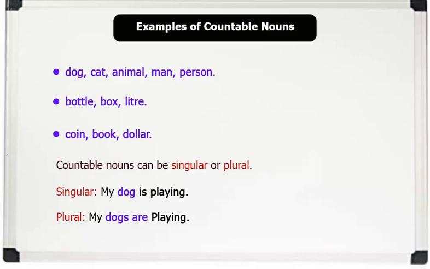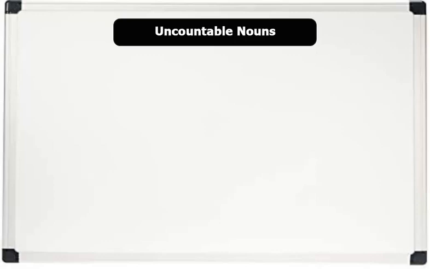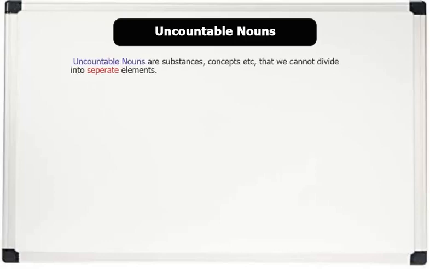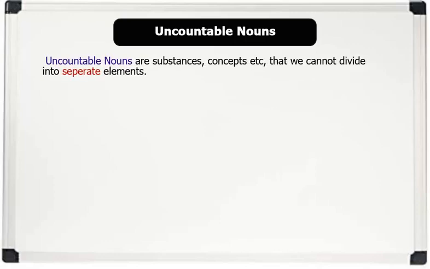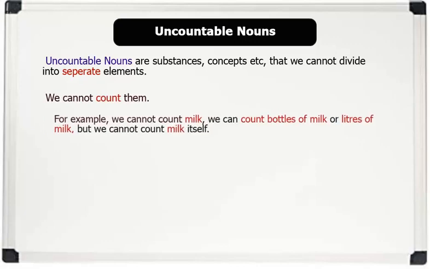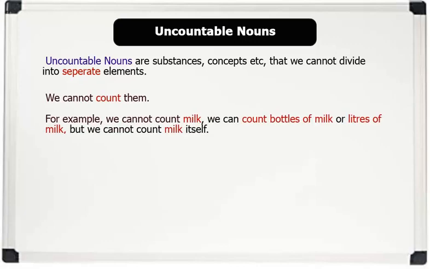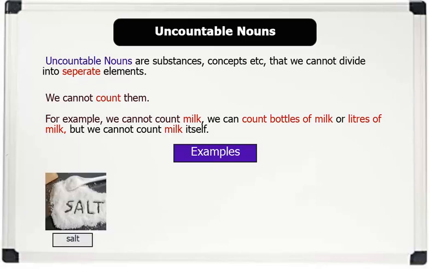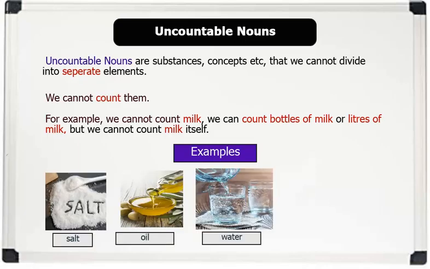Let's go over to uncountable nouns. Uncountable nouns are substances, concepts, etc., that we cannot divide into separate elements. We cannot count them. For example, we cannot count milk. We can count bottles of milk or liters of milk, but we cannot count milk itself. Examples: salt, oil, water, milk.